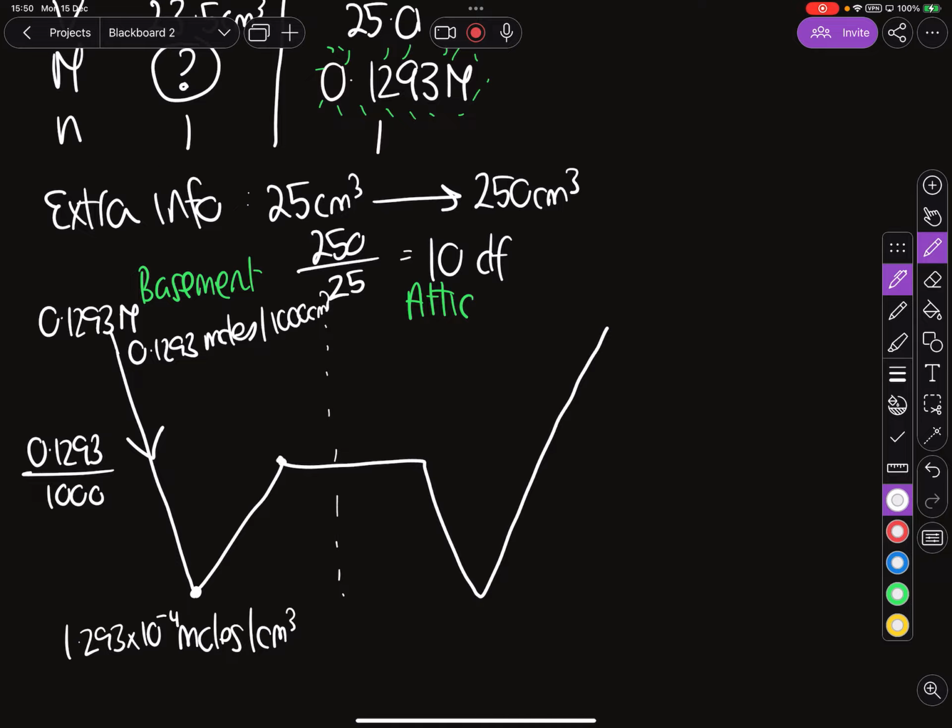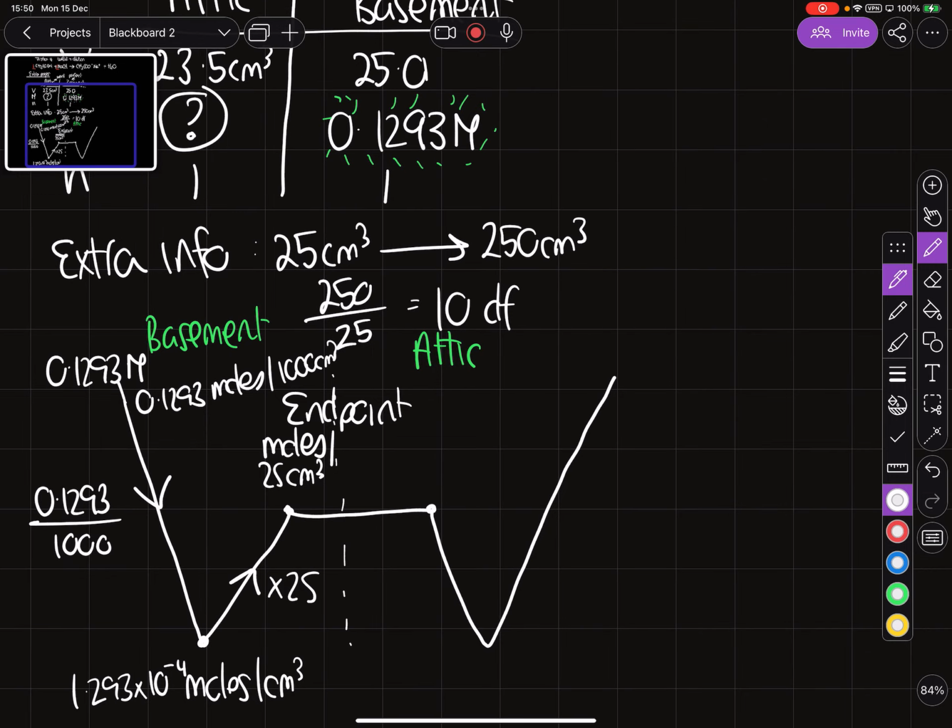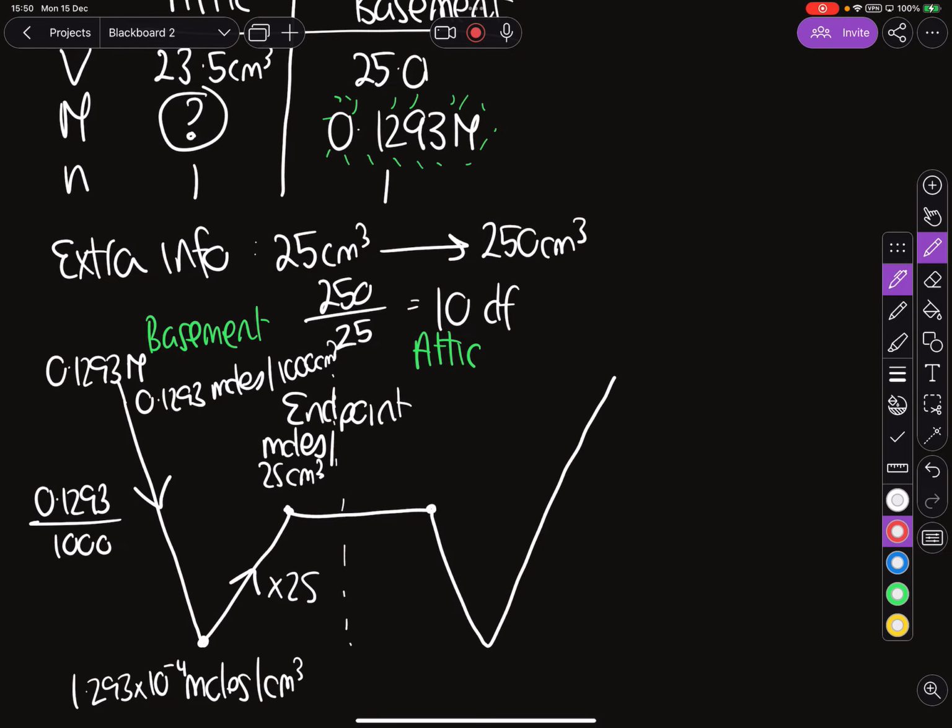We know up here that these 2 points on the flat line have to do with our end point, with the titer volumes at the end point. So we also know that when we're going up on this funky W, it's going to be a multiplication. So I'm trying to find the moles at my end point, and for us that was moles in 25 centimeters cubed. So I'm going to be multiplying this bottom answer down here by 25, and when I do that in 4 significant figures, I'm just going to change the color of my pen so you can see it, 3.098 by 10 to the minus 3 moles in 25 centimeters cubed.